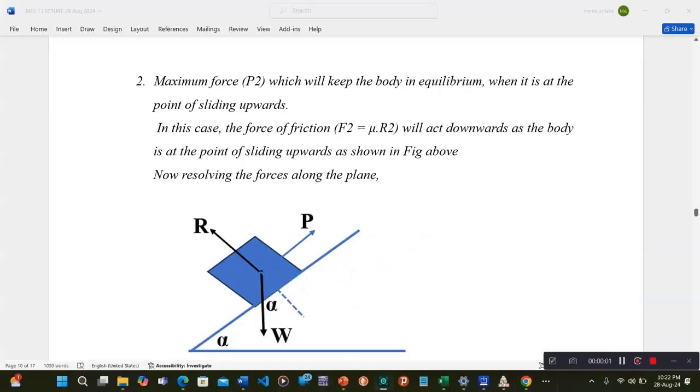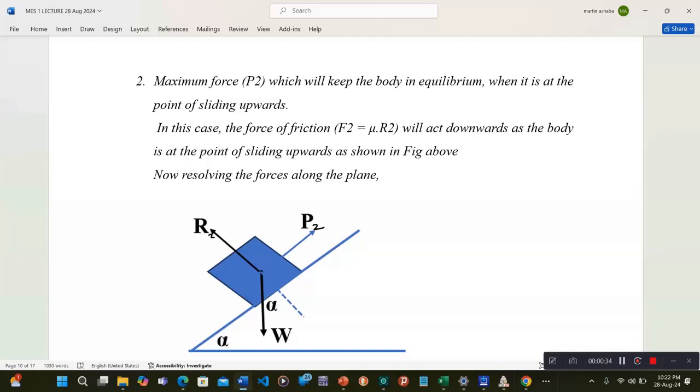Now, if we talk about the maximum force which will keep the body in equilibrium when it is at a point of sliding upwards, in this case the frictional force F2 equal to nu R2 will act downwards, as the body is at a point of sliding upwards according to the figure below. So we are saying we need a maximum force, P1. Okay, let us call it P2. And this is the reaction R2.